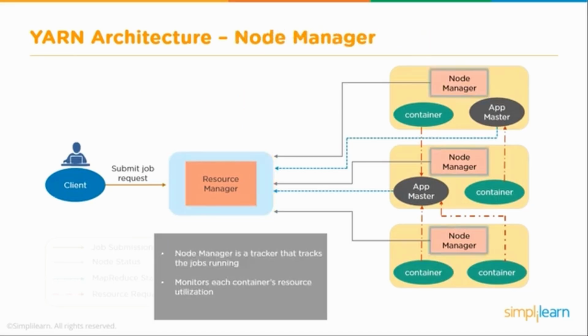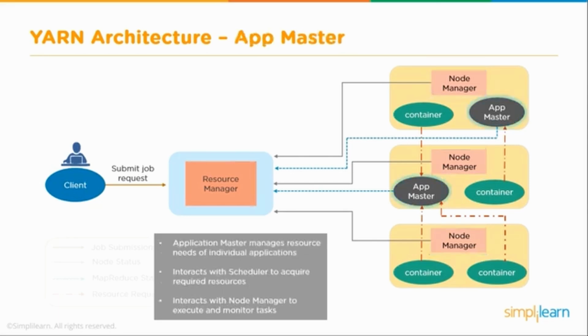Now, what is the application master doing here? So as I mentioned, your node manager is a tracker that tracks the jobs running. It monitors each container's resource utilization. So here we are talking about 2 terms. One is app master, one is container. So what is an application master? How does it work? What is a container? So to begin with, let's look into this.